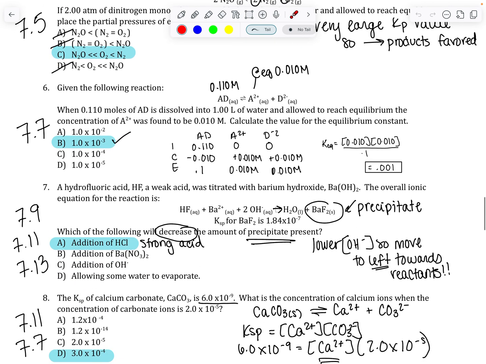Number 6 says, given the following reaction, so we got our reaction written there. It says when 0.110 moles of AD is dissolved into 1 liter of water and allowed to reach equilibrium, the concentration of A2 plus is found to be this. Calculate the value for the equilibrium constant. So I'm going to do an ICE table.